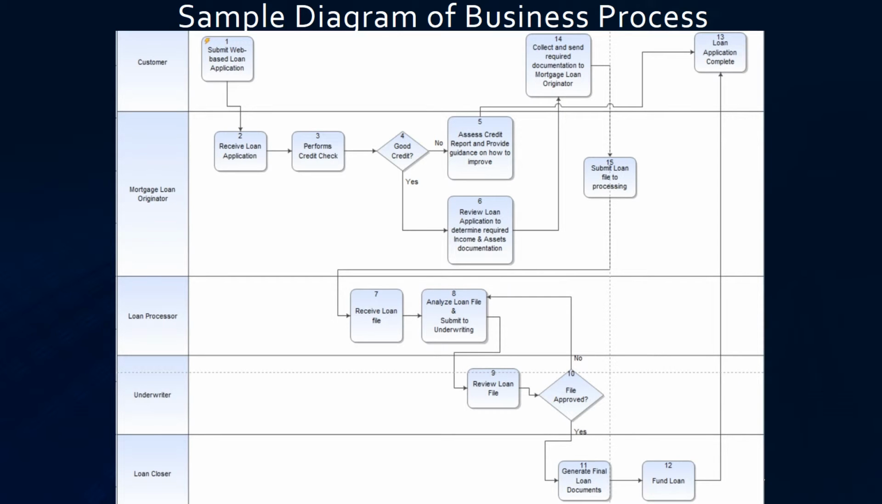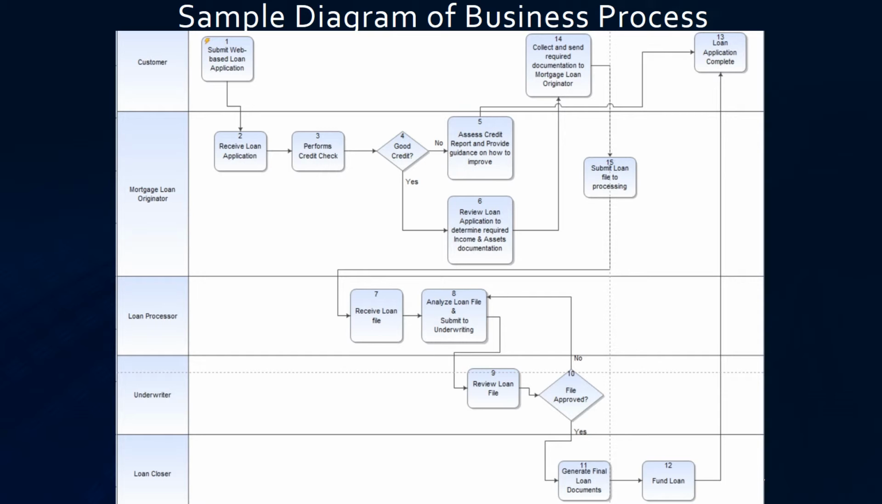All right. So what we're seeing here is a sample of a business process, and specifically, this is related to a mortgage loan application. There are 5 swim lanes associated with this. They're the different resources that are associated with the mortgage loan process. Those are customer, mortgage loan originator, loan processor, underwriter, and loan closer. So the trigger event is the customer submits a web-based loan application for a mortgage.